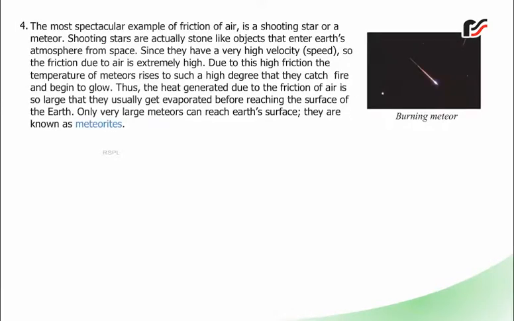4. The most spectacular example of friction of air is a shooting star or a meteor. Shooting stars are actually stone-like objects that enter Earth's atmosphere from space. Since they have a very high velocity, the friction due to air is extremely high. Due to this high friction, the temperature of meteors rises so high that they catch fire and begin to glow. Thus, the heat generated due to the friction of air is so large that they usually evaporate before reaching the surface of the Earth. Only very large meteors can reach Earth's surface. They are known as meteorites.